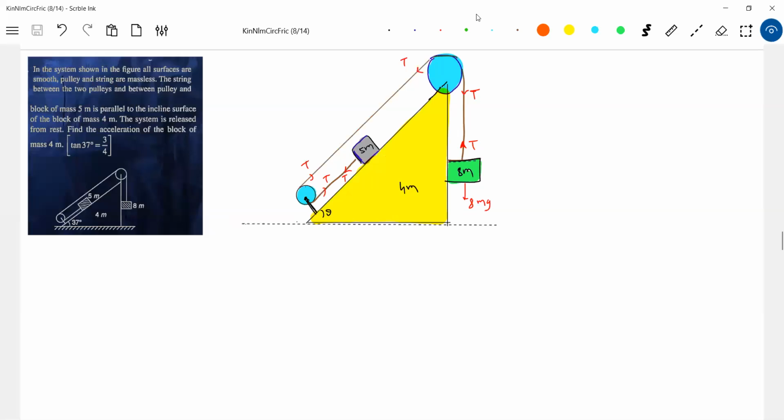Now there will be normal contact acting here. So let's get into all the forces that are acting first. There will be normal contact. I'll show it here, N1, this N2, this N2, this N1, and another force, 5mg sin theta.